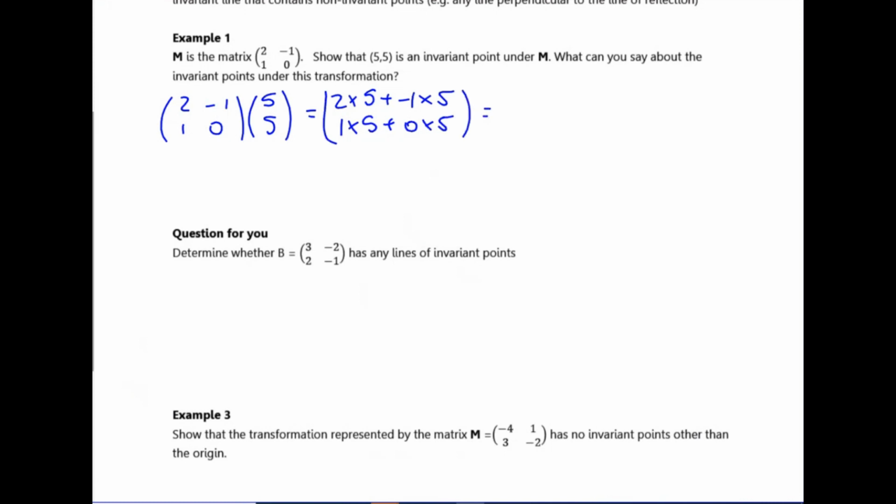Top one, you get 10 minus 5, which gives you 5. Bottom one, you get 5 plus 0. It's 5. Therefore, 5 5 is an invariant point.